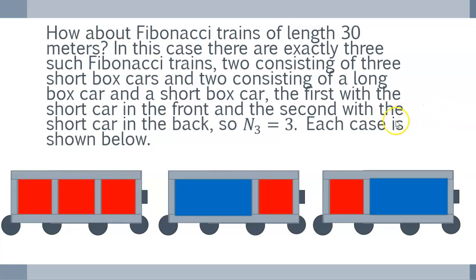Let's look at the next case, n equals 3. That would be Fibonacci trains of length 30 meters. How many of those are there? Well, let's look at all the possibilities. We can either have 3 short cars, or we can have a long car and a short car. But there are 2 ways you can arrange a short car and a long car. Either you can have the long car in the rear and a short car in the front, or vice versa: short car in the rear, long car in the front. So that's a total of 3 possibilities. So capital N sub 3 is 3.